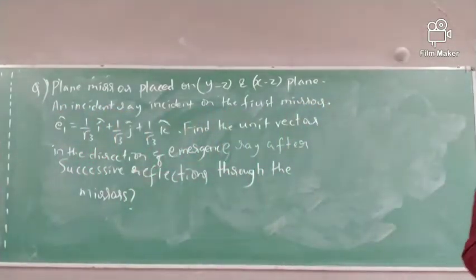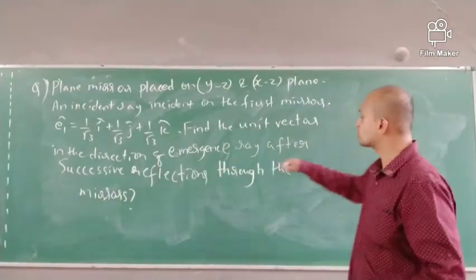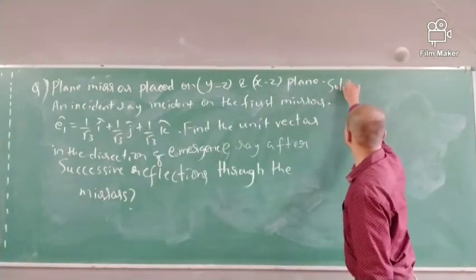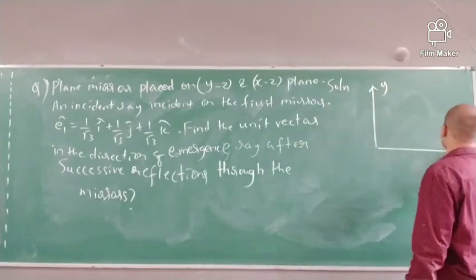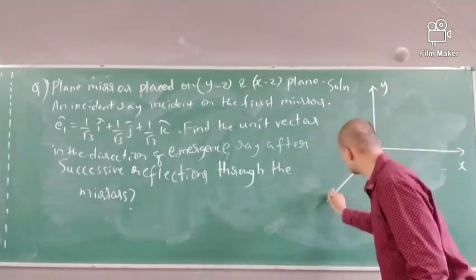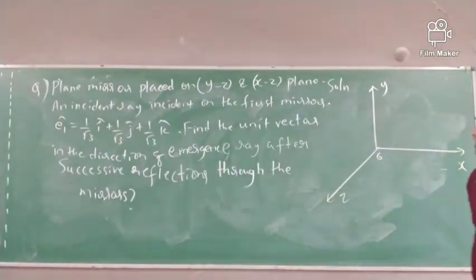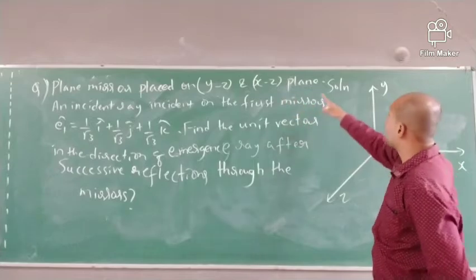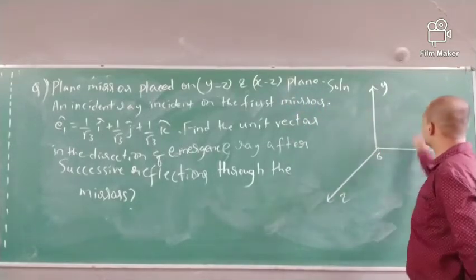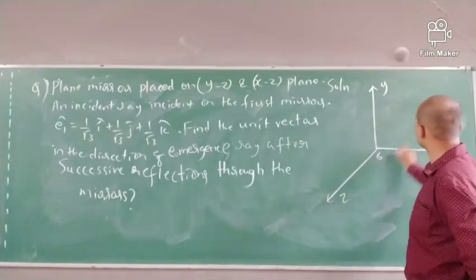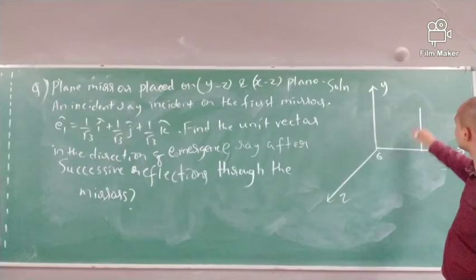So let us first construct how the mirrors are being placed according to the question. Let me write the solution. Let me make a diagram. Let's say this is Y, this is X, and this is Z. This is a 3D diagram. Correct now? A mirror is placed on the YZ plane. This is the YZ plane, am I right? So I am drawing one YZ plane mirror.